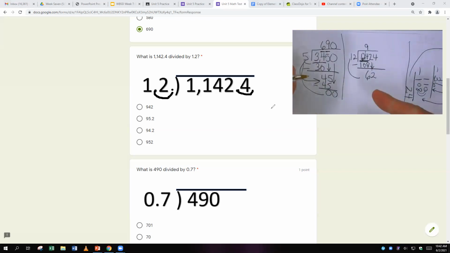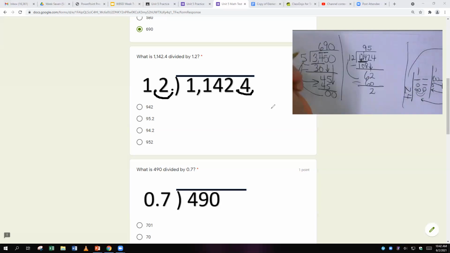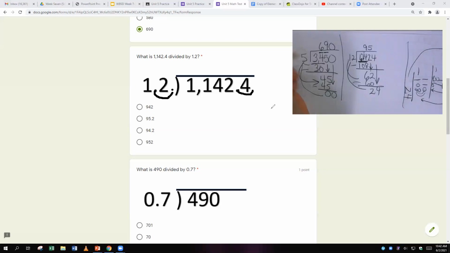Well, 12, 24, 36, 48, and then 48 is 60. So 5 is 60. What's left over? 2. Bring down the 4. How many 12s are in 24? 12, 24, 2. What's our answer? Our answer is 952.